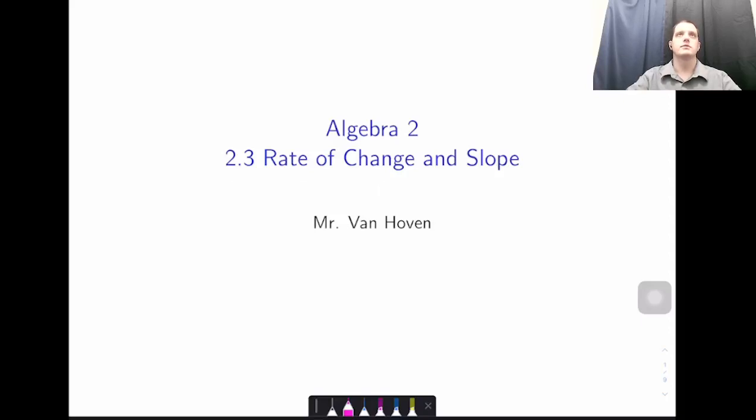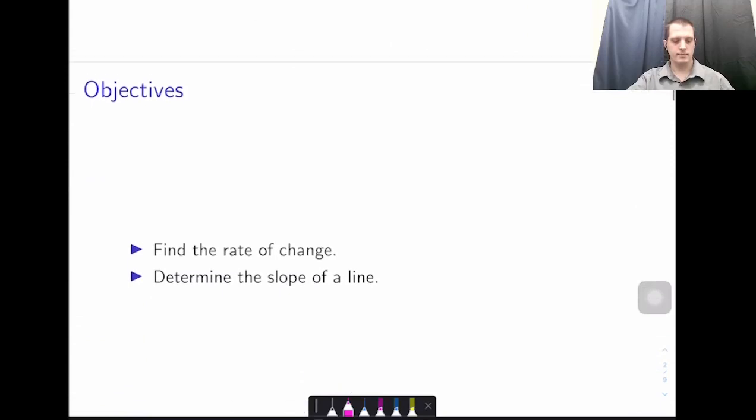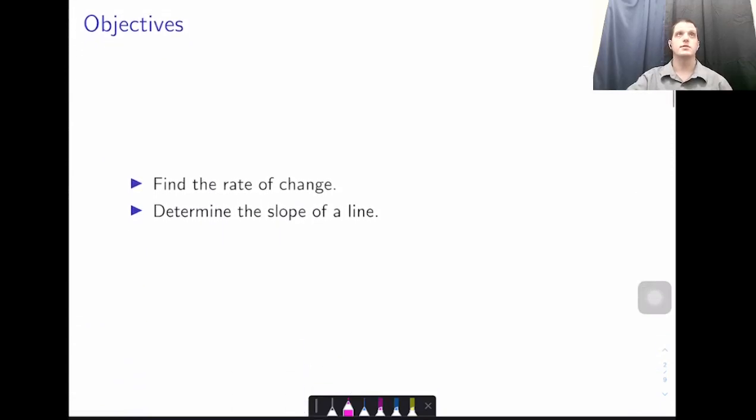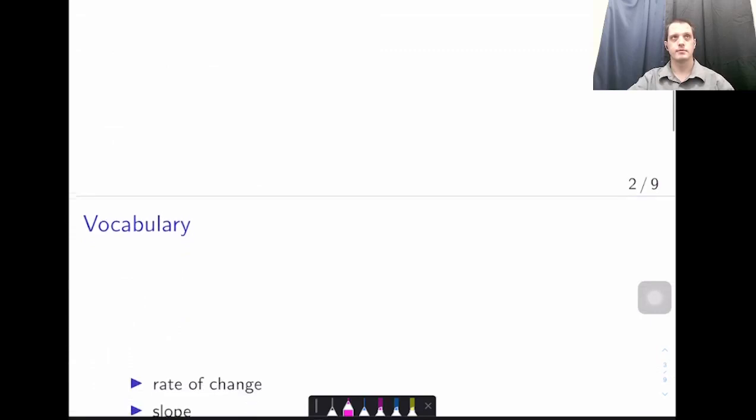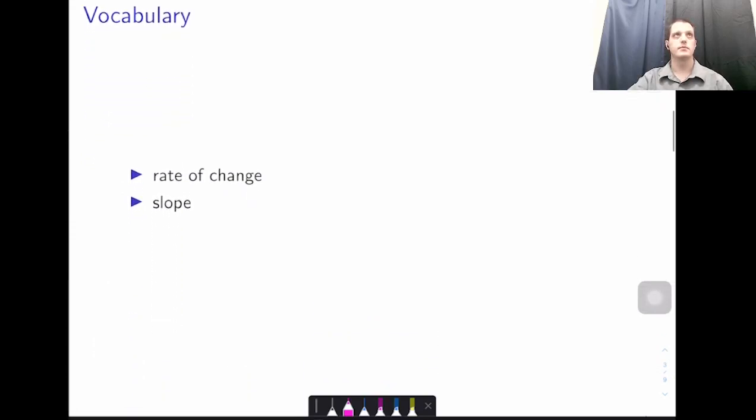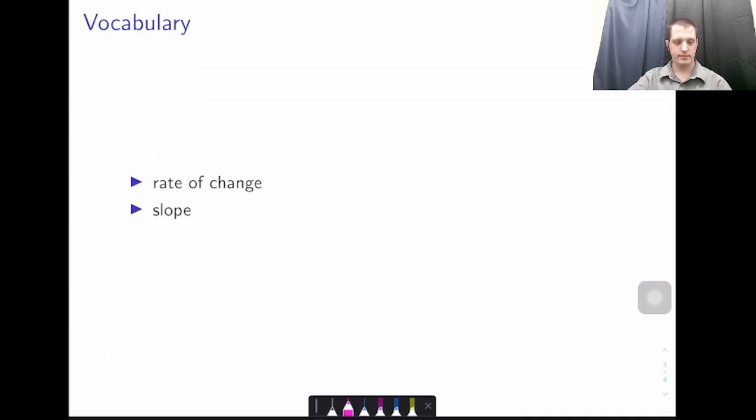Algebra 2, Rate of Change and Slope, Section 2.3. Today's objectives: find the rate of change, determine the slope of a line. That's it. Today's vocabulary: rate of change and slope. They're actually the same thing.